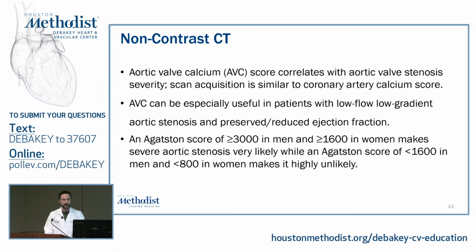And so aortic valve calcium can be especially useful, as you know, in patients with low flow, low gradient, and those with preserved or reduced EF. As you know, an Agatston score more than 3,000 in men or 1,600 in women makes the diagnosis of severe AS more likely, whereas a score less than those thresholds makes it less likely. So the first step is always to do a non-contrast just for aortic valve calcification.